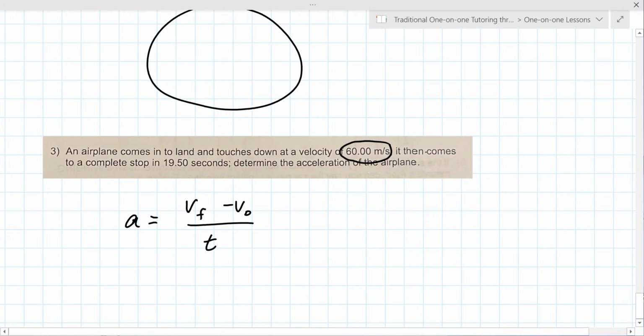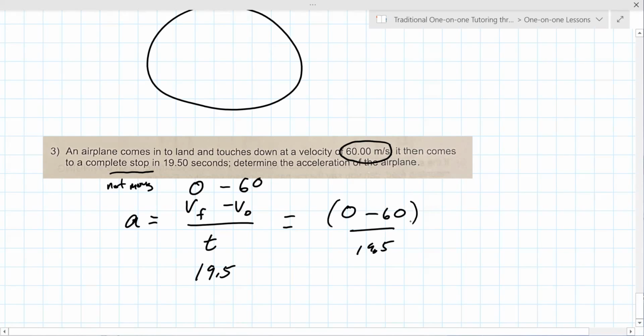So the airplane comes to a complete stop, which means it's not moving. You've been on an airplane, I'm sure. Your airplane is moving, and then it's not moving. So V final is zero. V initial is 60. The time is 19.5. So we have some numbers here. 0 minus 60 over 19.5.